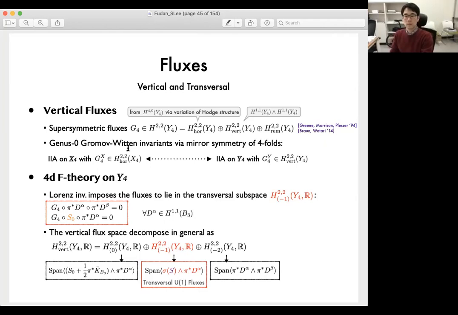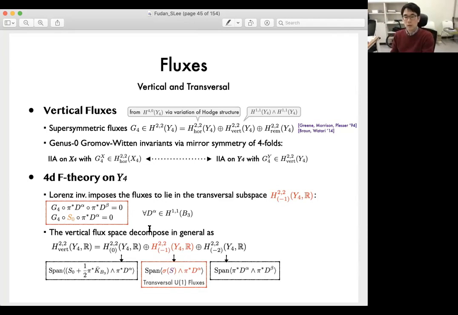Now, four-dimensional Lorentz invariance requires the fluxes to obey these transversality conditions. They turn out to give a certain subspace of H^{2,2}_vert spanned by these classes. Recall that sigma here is the Shioda map image of this section, and the alphas here are the basis one-forms on the base B3. This subspace is often denoted by the subscript minus one for some reason I may or may not get to later, depending on time. In fact, every vertical flux decomposes into these three sectors.